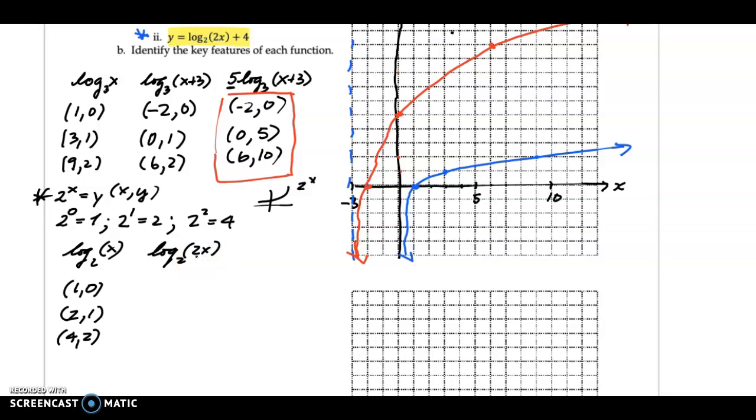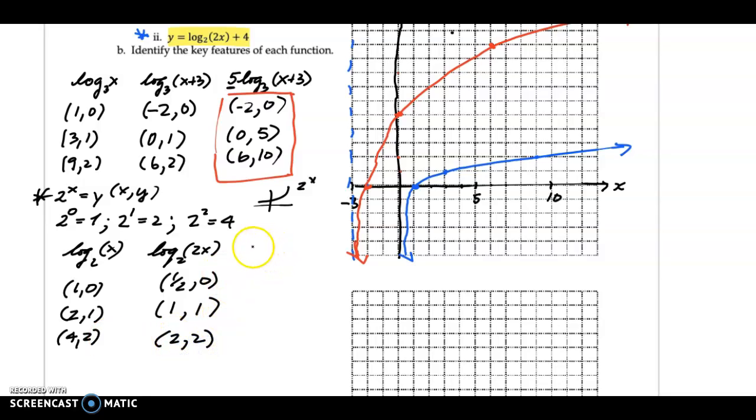Well, this is a lead coefficient with the x, right? So I have to divide. That's working on the x. So it's 1 divided by 2, 0. This is going to be 1, 1. This is going to be 4 divided by 2. Well, that's just 2, 2.